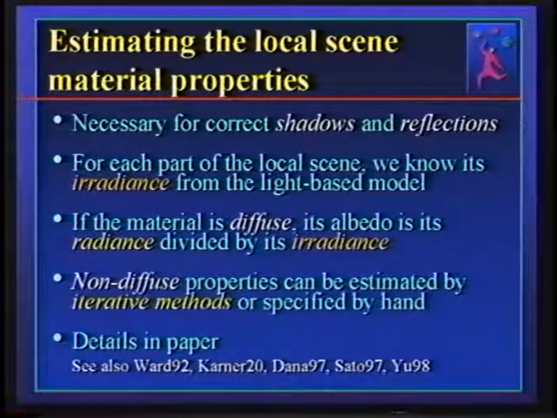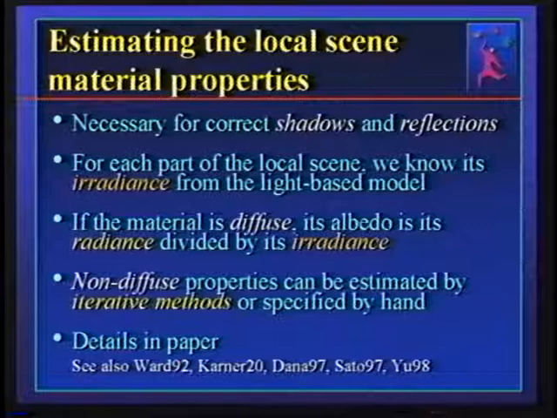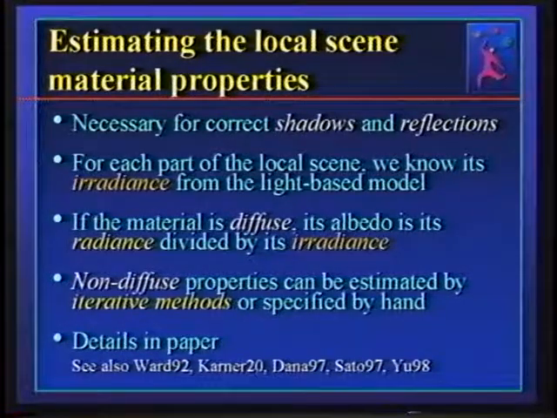So in order to get good renderings, though, even with the differential rendering method, you should have as close a model of the material properties of the local scene as you can to get the correct shadows and reflections. So the paper talks about ways of doing that, and it shows that for each part of the local scene, because we have a light-based model of the environment, we know what its irradiance is. That is, we know the intensity and directions of all the light that are illuminating it. If you just assume the local scene is diffuse, well, then its albedo, its diffuse color, is just its radiance divided by its irradiance. So you can figure out diffuse colors directly using this method.